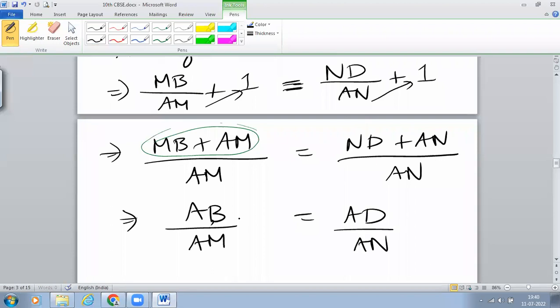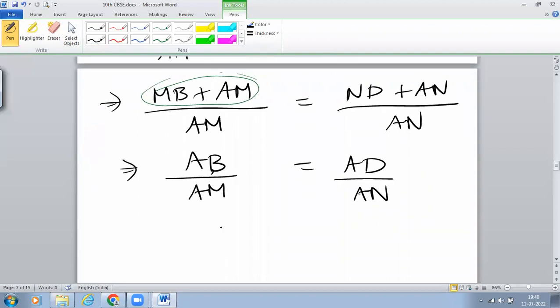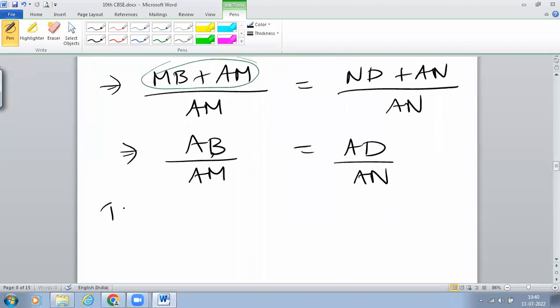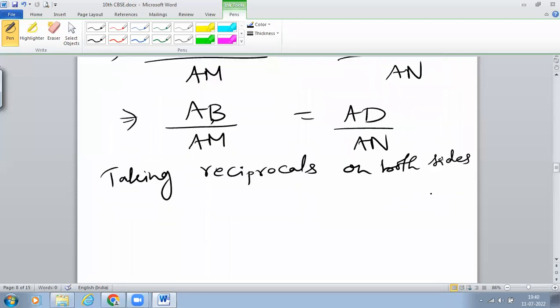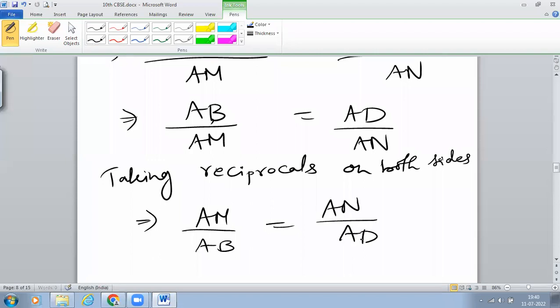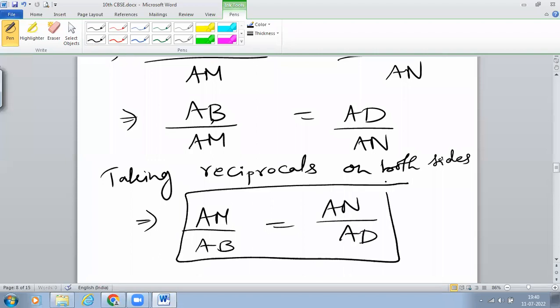Now after making this step, finally what you have to do is again take reciprocals. Again we have to take what? Reciprocal. Yeah, that will give you the answer. So again taking reciprocals on both sides, what will we get? This AM by AB will become AM by AB, equal to AN going to the numerator, AN divided by AD. Hence proved. This is what they asked us to prove in the sum.